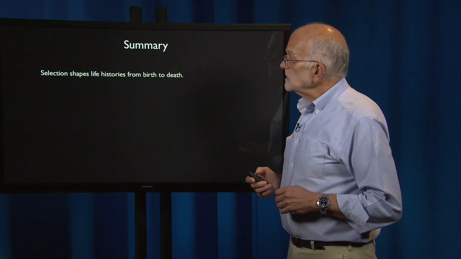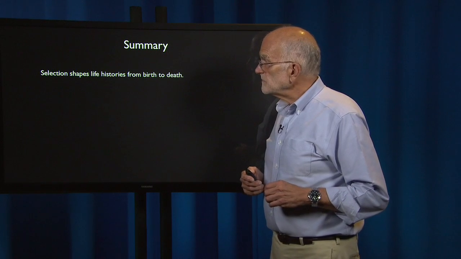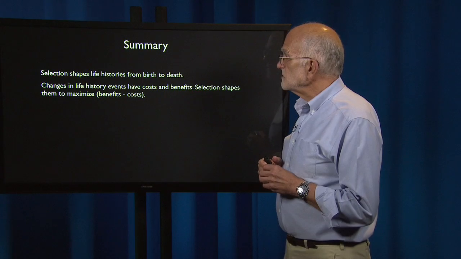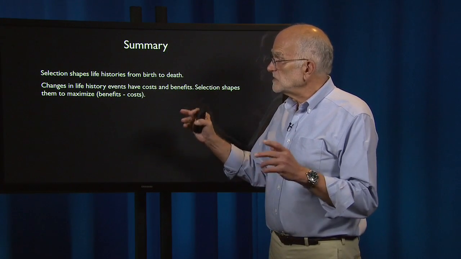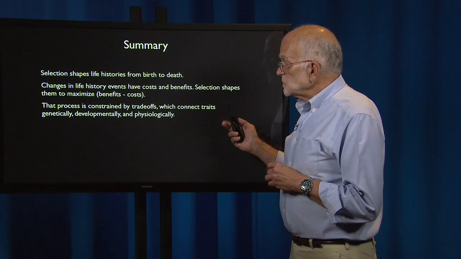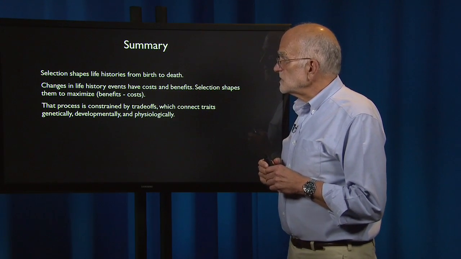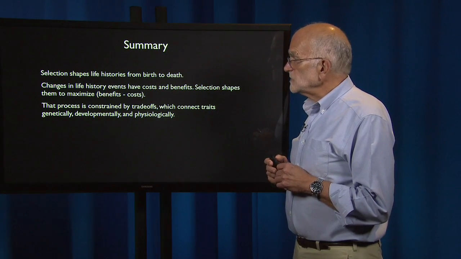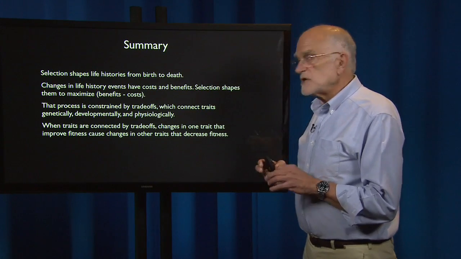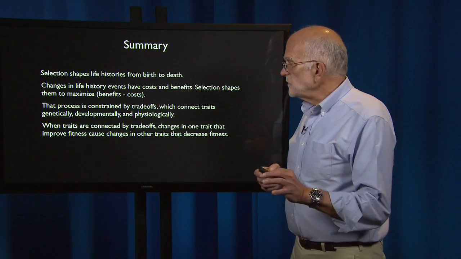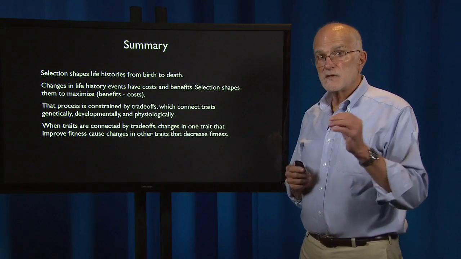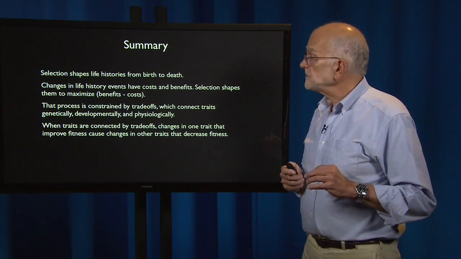So to summarize, selection shapes life histories from birth to death. Changes in life history events have costs and benefits, and selection shapes them to maximize the difference between the benefits and the costs. That process is constrained by trade-offs, which connect traits that are genetically, developmentally, and physiologically bound together. When traits are connected by trade-offs, then changes in one trait that improve fitness cause changes in other traits that decrease fitness. We'll see that in greater detail in the next lecture.